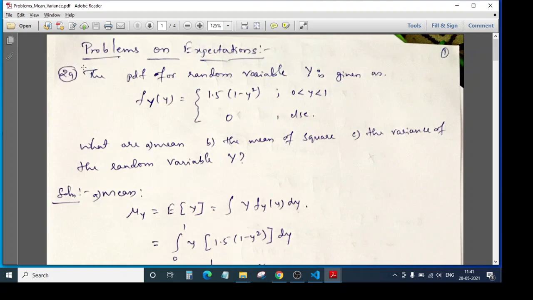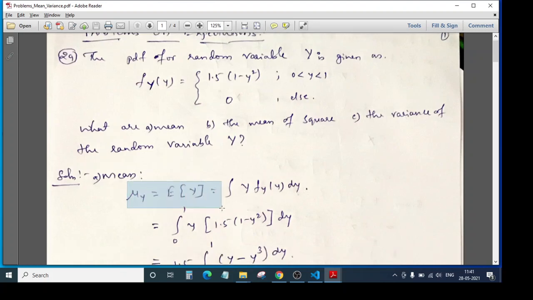So you can observe here, we are trying to find the expectation, that is nothing but the mean, and we will also be trying to find the mean of square and the variance. And in order to do this, they have given us the PDF. As you can observe here, small fy is nothing but the PDF. Okay. So since they have given us the PDF, we will be using this formula, that is the mu y formula, that is mu y is equal to E of y, integration of y fy of y into dy. Okay.